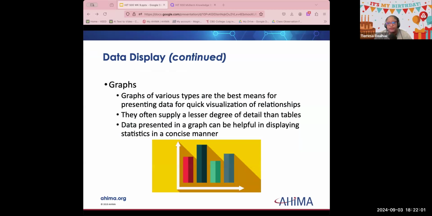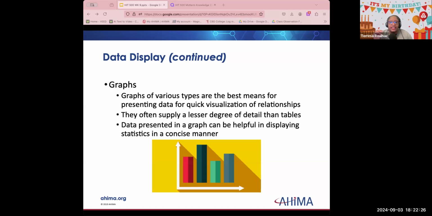Graphs are a great way to just present data so that it is quickly visible and you can see the relationships. They may not provide as much detail as tables, but they have a lot of different advantages. Now, you're presenting the data in the form of a graph. It's an excellent way to get your message out there.